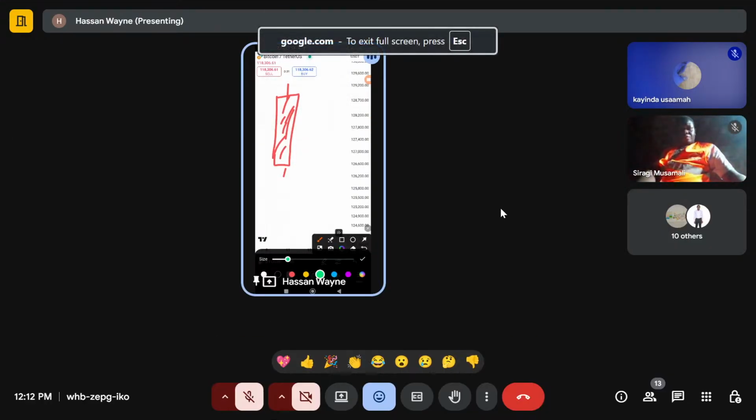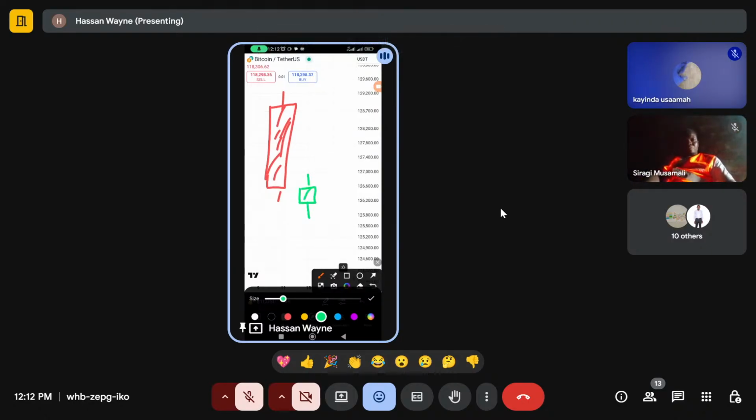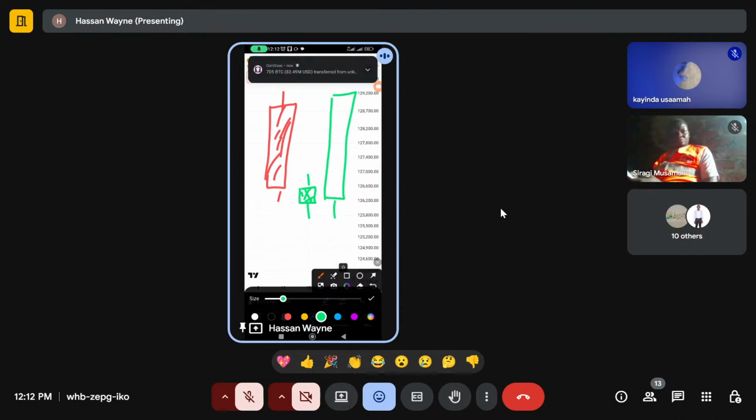A morning star: we have a bearish candle, and we get another small candle here. It might be a doji or a hanging man. A small bullish candle there, either a doji candle, but it should be a bullish doji candle, or a bullish hanging man, or shooting star. And we get another bullish candle like this. So this is what we call a morning star.